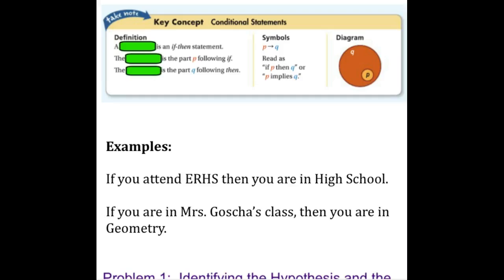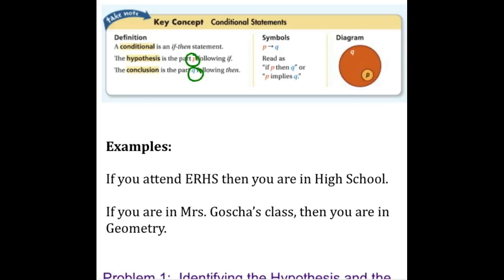Okay, so our first thing is to talk about what is a conditional statement. A conditional statement is an if-then statement. You have the hypothesis, that is the part following if, and then the conclusion is the part following then. We refer to them in our geometry notation. The hypothesis is P and the conclusion is Q.